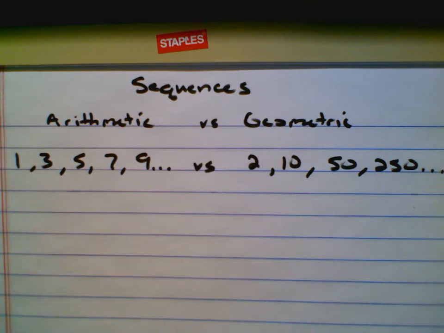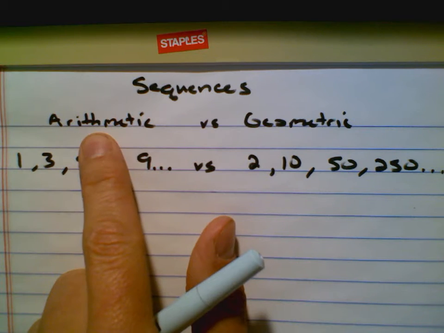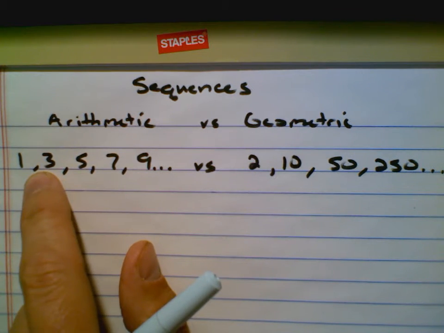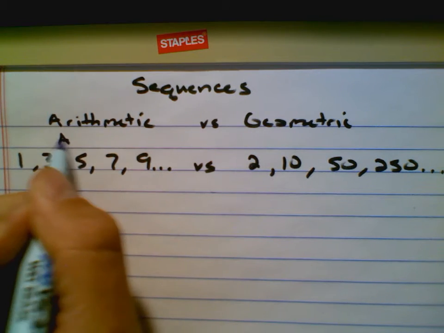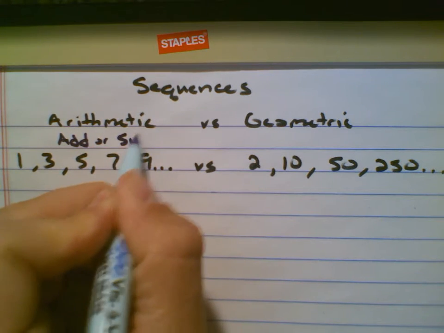In this video, I'm going to talk about sequences, specifically the difference between arithmetic sequences and geometric sequences. So arithmetic sequences are sequences that add as they grow. So when you look at the pattern, you should see an adding pattern or a subtraction pattern.